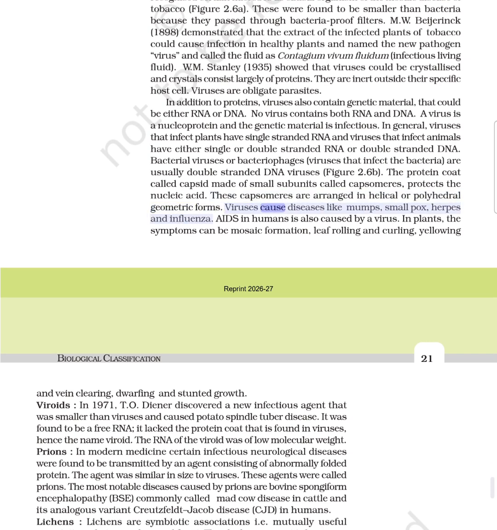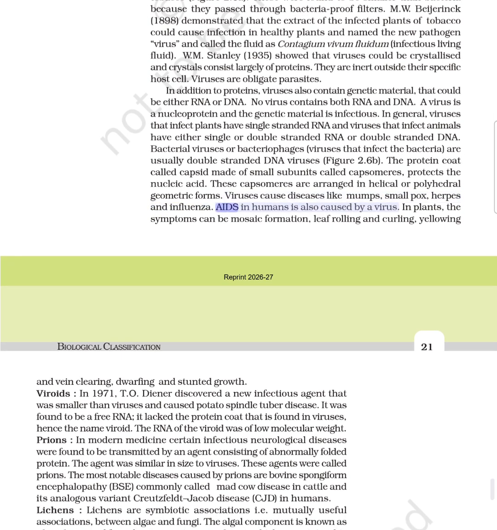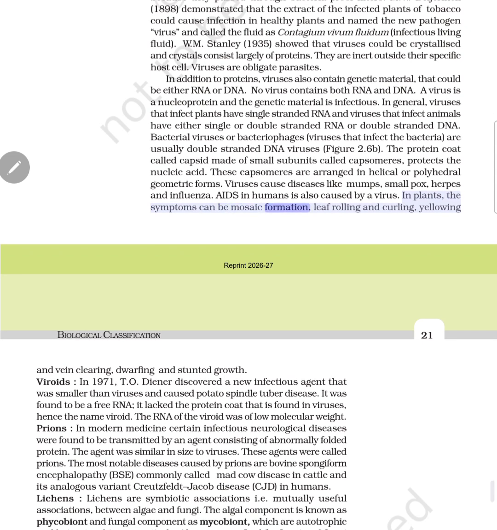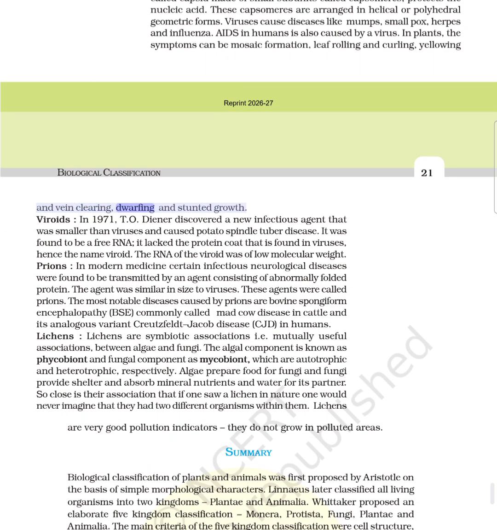Viruses cause diseases like mumps, smallpox, herpes and influenza. AIDS in humans is also caused by a virus. In plants, the symptoms can be mosaic formation, leaf rolling and curling, yellowing and vein clearing, dwarfing and stunted growth.